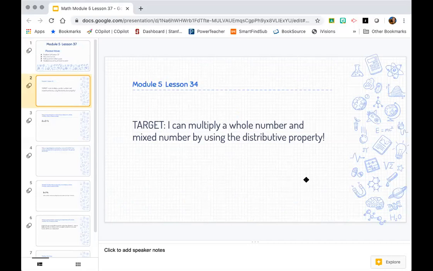So if you guys remember, distribute, that word, a distributor is someone who gets things out to people. So to distribute is kind of like to give out. It's also a term in math, and that's what we're going to be learning about today. We've actually talked about it in the past, but that's what we're going to be focusing on for today.